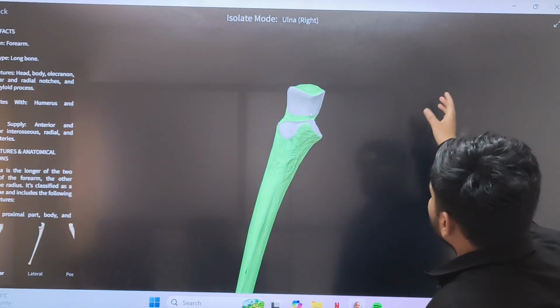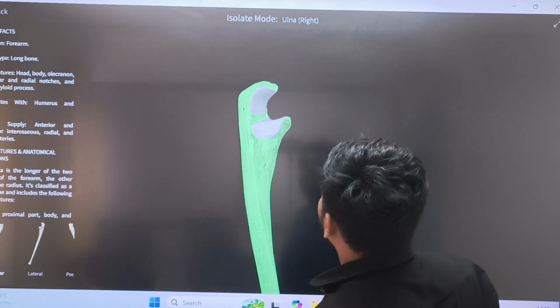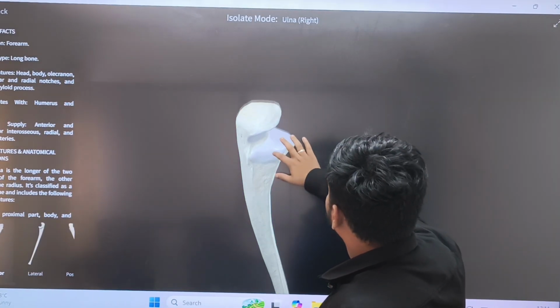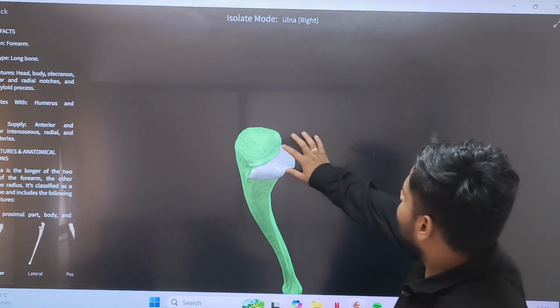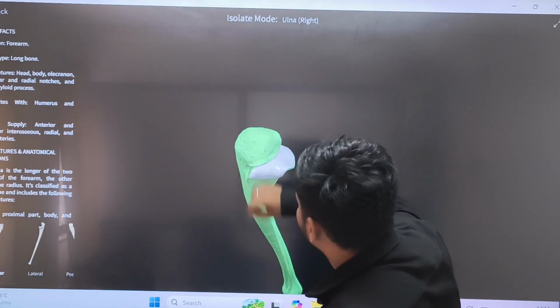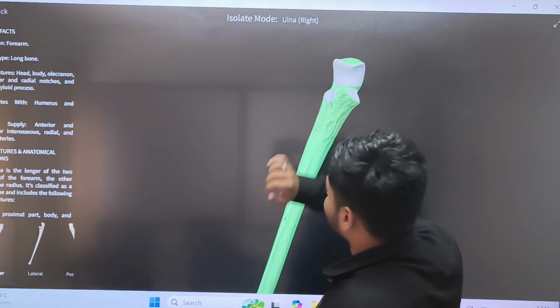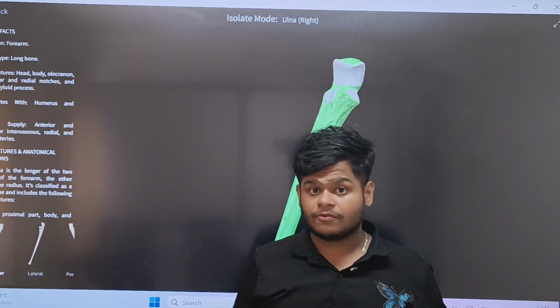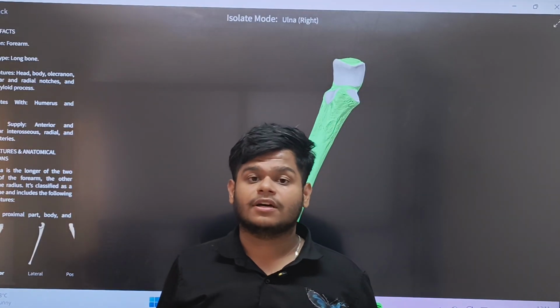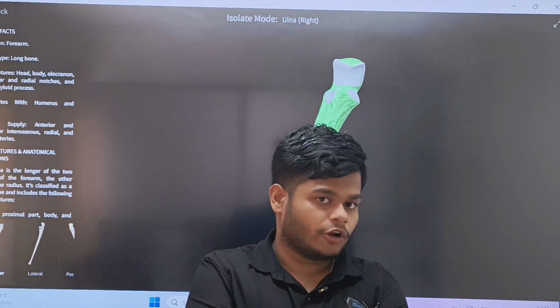Okay. Now let us talk about the olecranon process. The olecranon process contains a superior surface. This is the superior surface, right? There is a rough area behind the superior surface. This is the anterior surface, which is an articulating surface, which articulates with the humerus trochlea to form the elbow joint.